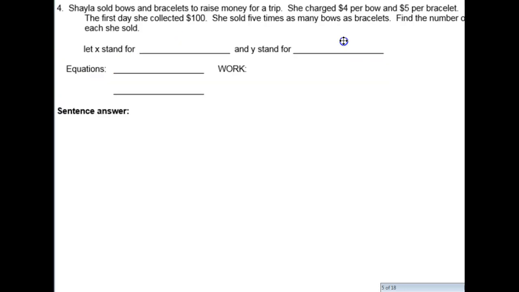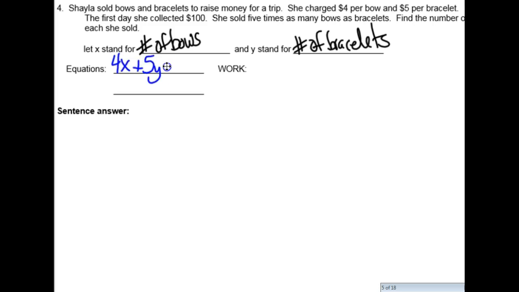Oh well. Alright, this is the question I'm a little concerned about. So she's selling bows and bracelets. Let X stand for the number of bows. Make sure you have a very specific setup there. And Y would be the number of bracelets. Now this first equation is all about the money. So it's $4 per bow plus $5 per bracelet, and she sold $100.